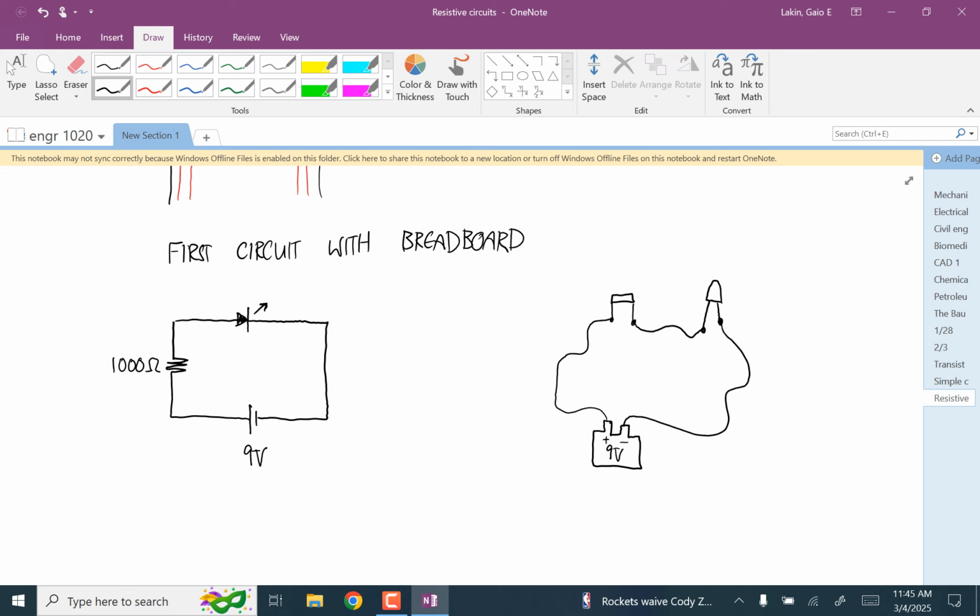If you accidentally use a 10,000 ohm resistor, it'll still work, but it'll just be really dim. So remember the 1,000 ohm resistor: the third band is brown, black, and then red, instead of brown, black, and then orange.